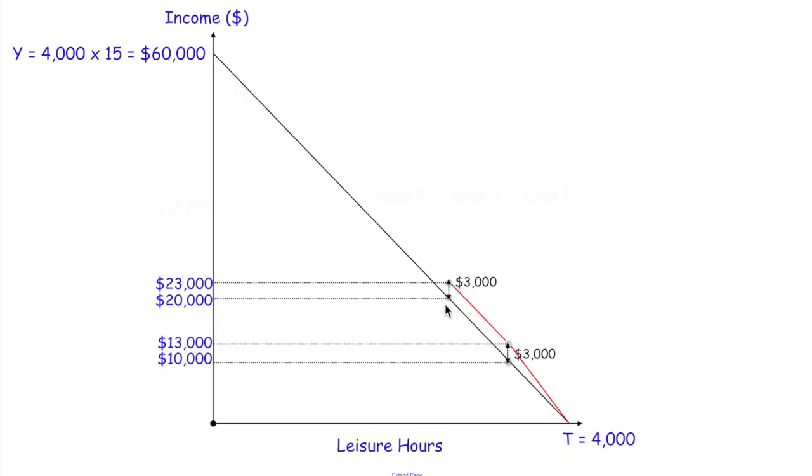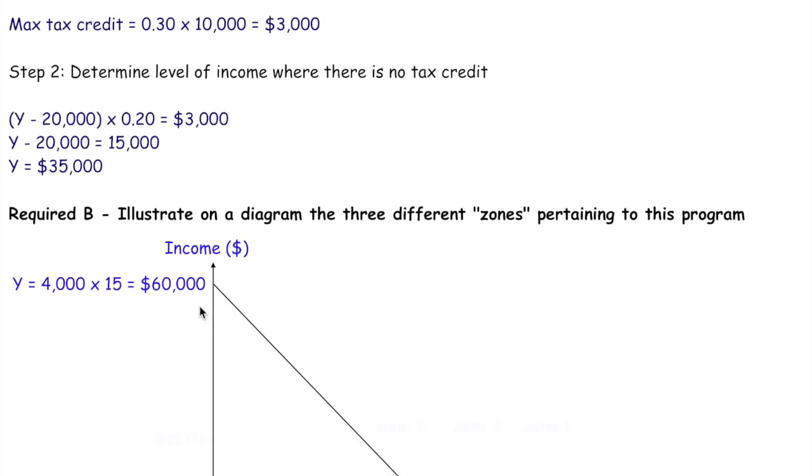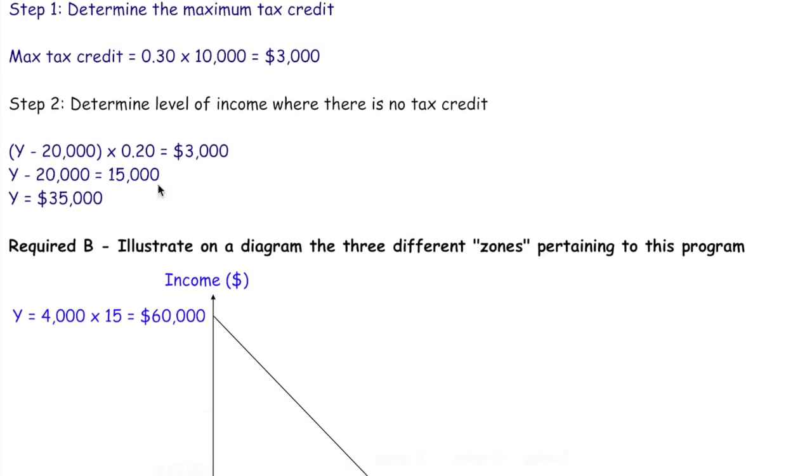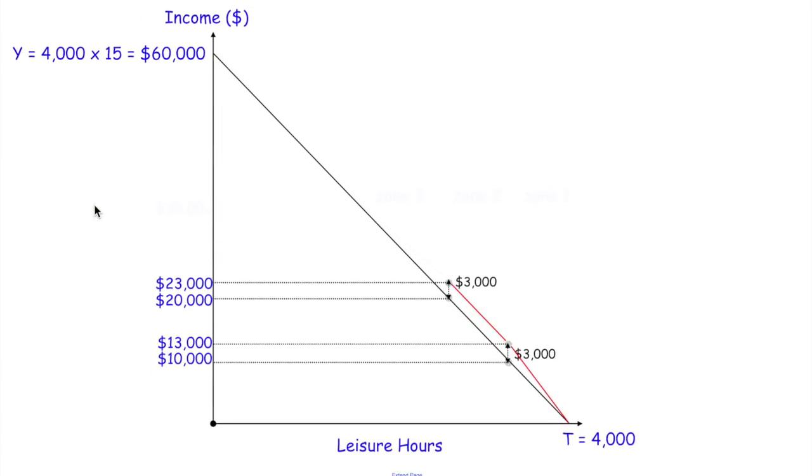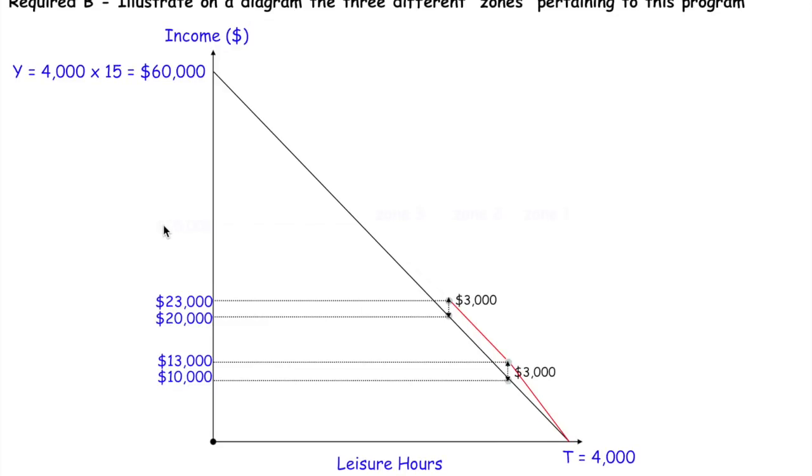And what happens once your income surpasses 20,000? Now you have to start repaying the tax credit that the government offered you. In required A, you calculated that you would have fully repaid the $3,000 tax credit once your income reaches $35,000. And so on your graph, you want to illustrate that. You want to show that once income is at 35,000, now you have fully repaid this $3,000 of tax credit. And so essentially the effect of this program is that it causes a kink and an outward shift of the individual's budget line.